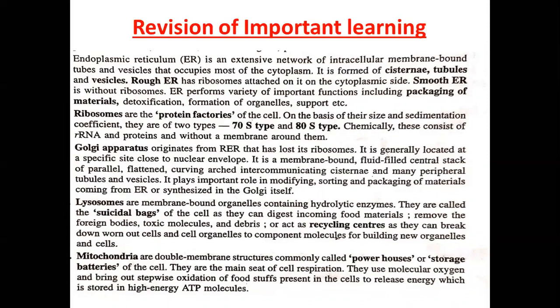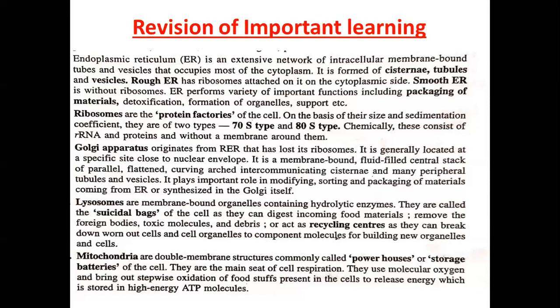Next is ribosomes. Ribosomes are the protein factories of the cell. On the basis of their size and sedimentation coefficient, they are of two types, that is 70S and 80S. The 70S and 80S we have not discussed, so we need not go into the detail. Chemically, these consist of rRNA and proteins and have no membrane around them.